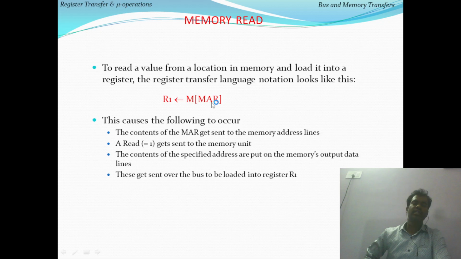So as we see, the contents of the address field will be put into the memory output data lines. This gets sent over the bus to be loaded into the register. So that process we have seen, bus to register and register to bus operations. Similarly, there is the memory read, R1 to M.